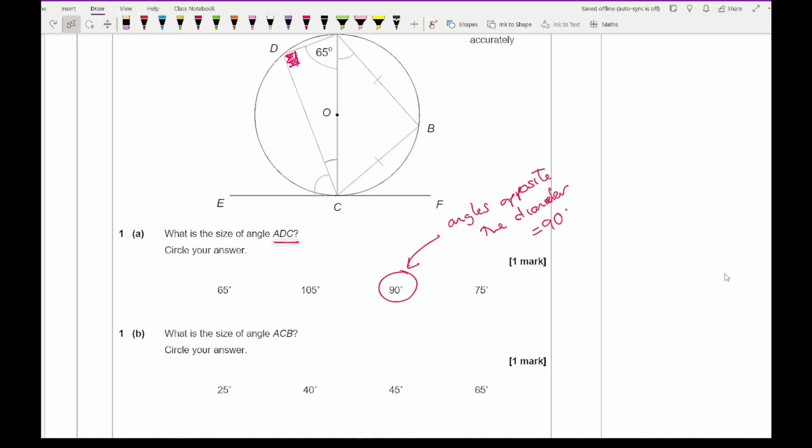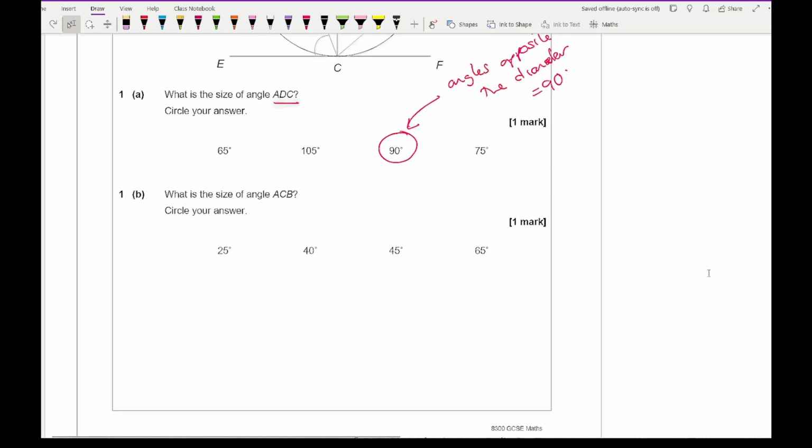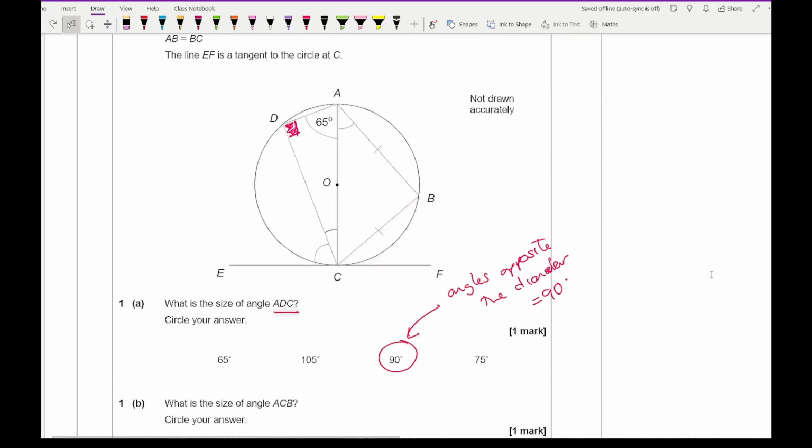Then for question 1b, it says what is the size of angle ACB? So ACB is this angle here. Well, seeing as ABC is an isosceles triangle, and how do I know that? Well, because AB is equal to BC, and that tells us in the information in the question. So then I also know that this angle here is going to be 90 degrees for the same reason as ADC was 90 degrees, because the angle opposite the diameter.